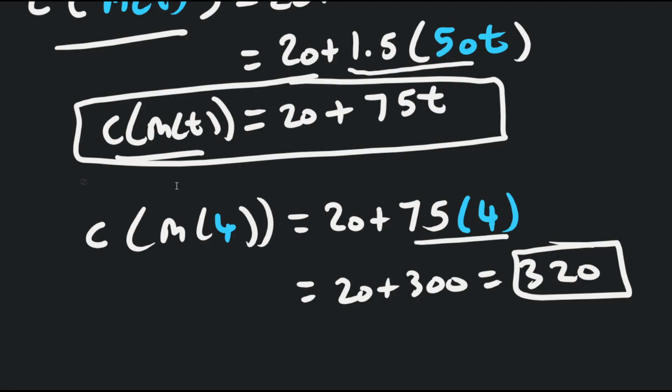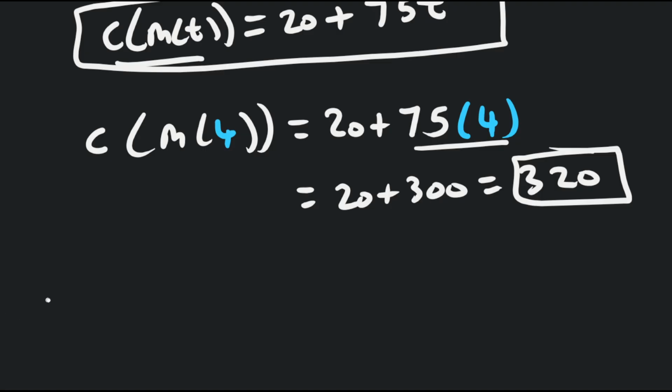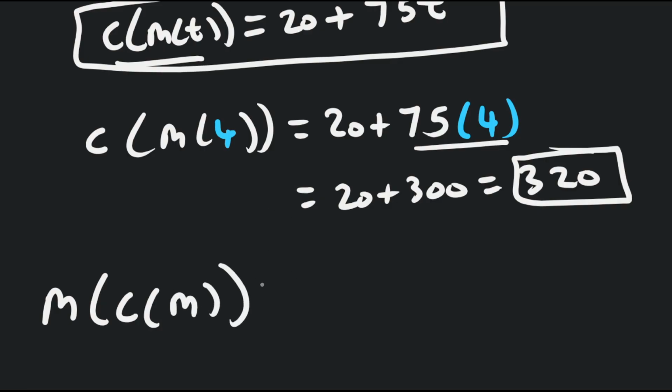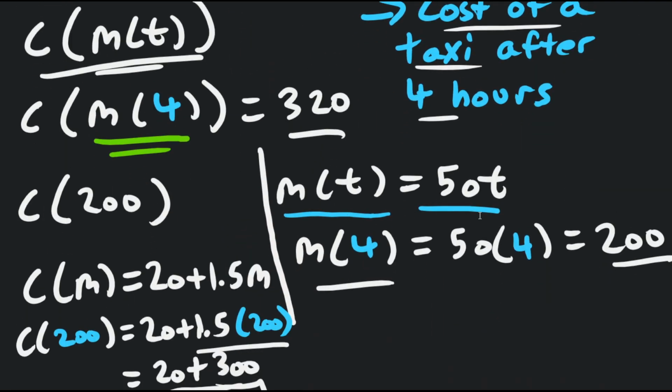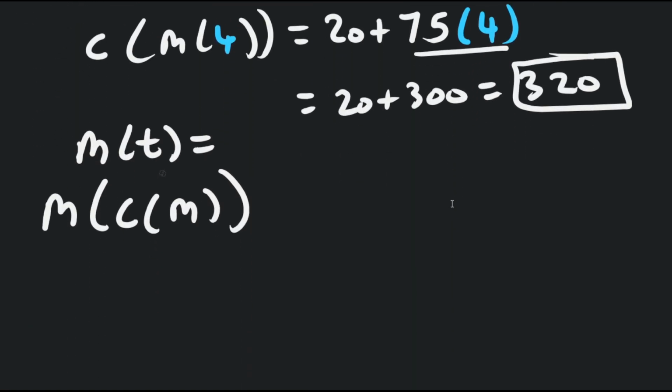Now, it's very important to mention that it matters which order you compose these two functions in. So we've composed the functions this way, C of M of t. This is our composite function right here. This is different from M of C of M, because we know what C of M is. M of C of M, let's go ahead and try to find this. We know what M of t is. We go back up to our original one right here. M of t is 50t.